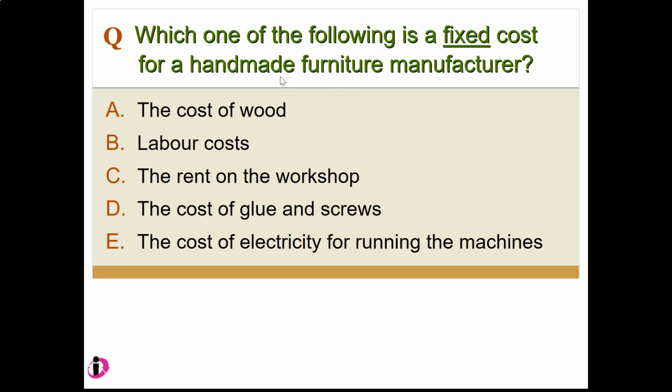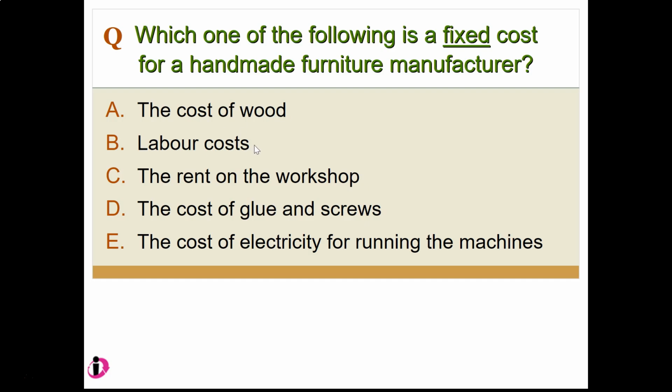Ready? So we are talking about a small business, handmade furniture manufacturer, and the question asks you, what is the fixed cost for this particular business? Cost of wood? No, because this would vary with the amount of output. The more furniture you make, the more wood you will need to purchase. This is your raw material, and apparently this will increase with output.